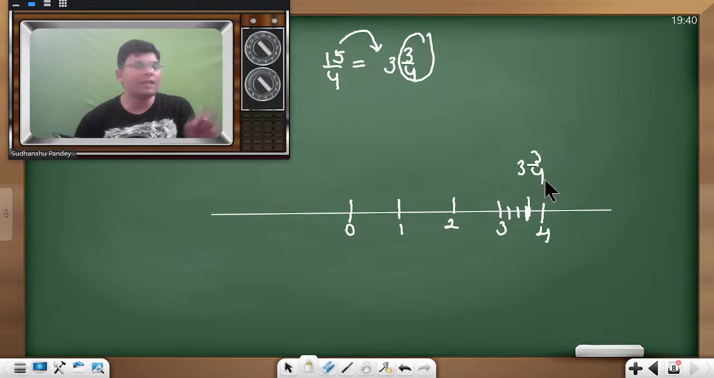But what if a number is not written in the form of P by Q? How will you represent that? It is a never ending process.